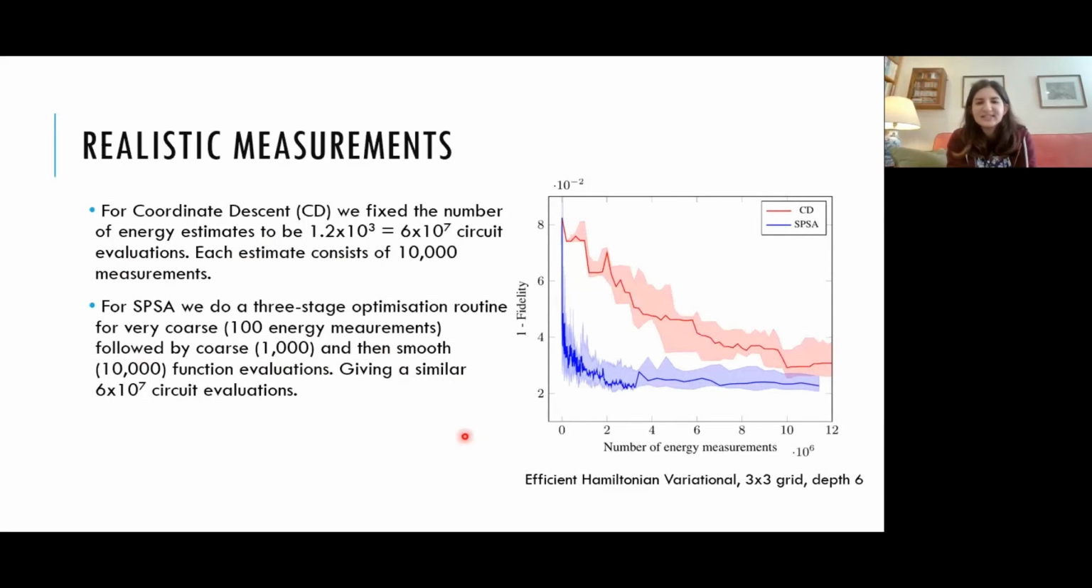Yeah, so you can actually see SPSA performs really well even with poor quality energy estimates. And SPSA has been around in literature for a while. It's supposed to be really robust to statistical noise, so I guess that's kind of what we'd expect to see.